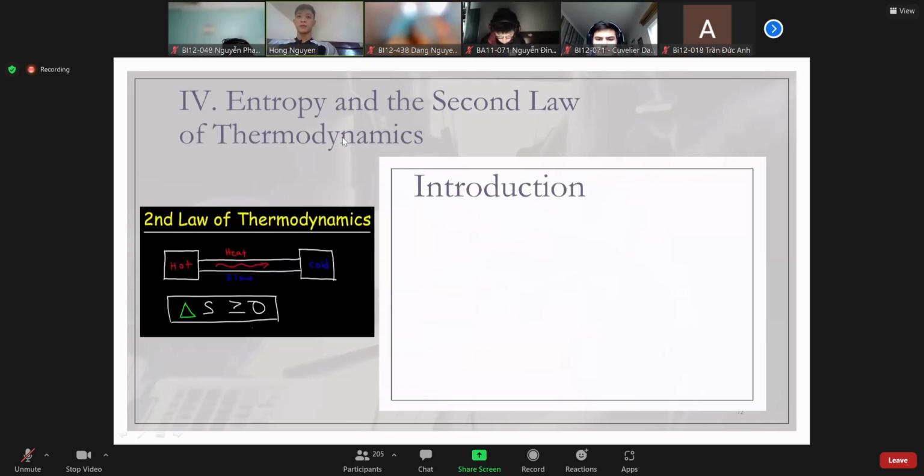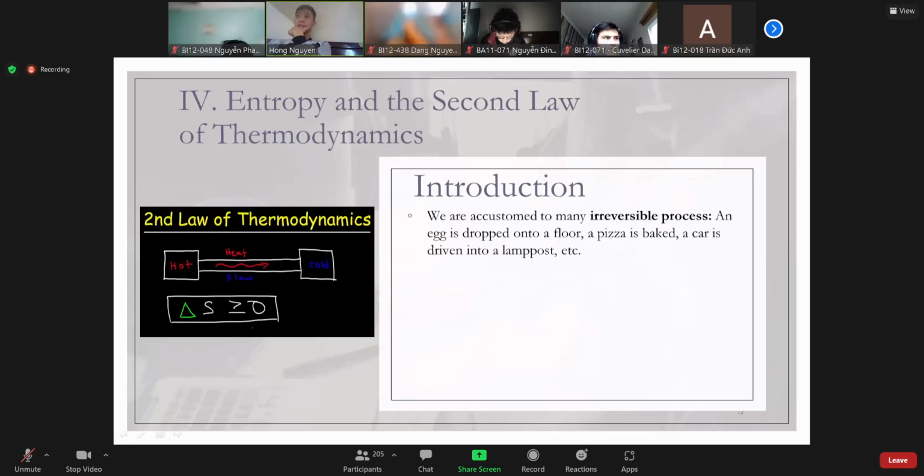Firstly, we will talk about entropy. So what you see is that around us, we see a lot of irreversible processes. So I mean processes that, once happened, cannot return to the initial state anymore.